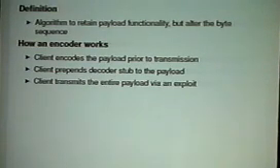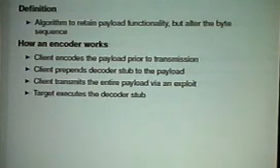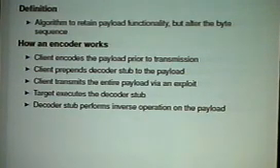So after we do this, the client's going to transmit the entire payload via an exploit. It's going to get over there, and the code's going to get executed. So the target executes the decoder stub, and then the decoder stub is going to perform that inverse operation, get the payload back to its original format, and our code's going to execute as normal.